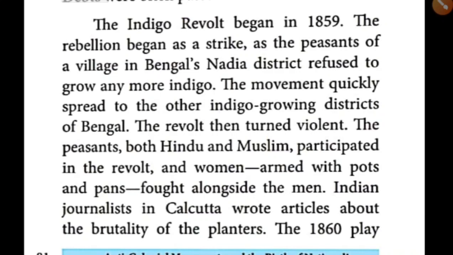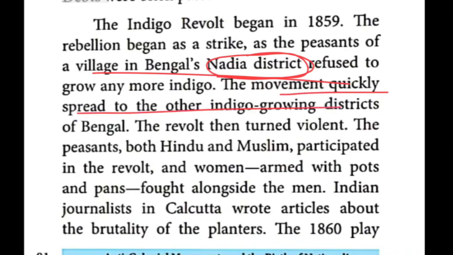The rebellion started as a strike by the peasants in a village in Bengal. Which district? Nadia district. They refused to grow any more indigo. We will never cultivate indigo again. The peasants started the strike, and the movement quickly spread to other indigo-growing districts also.